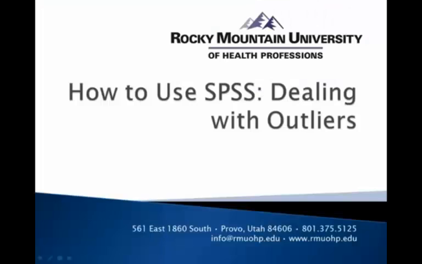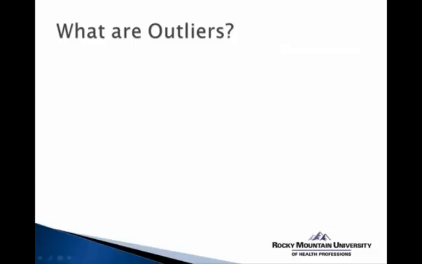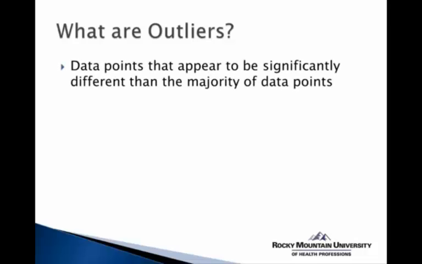Outlier. In this video, we will discuss how to deal with outliers, data points that seem to be significantly different than the rest of the data points in a distribution of data. So what are outliers and why are they important to us as far as helping us analyze our data? Well, these are data points that appear to be significantly different than the majority of the data points. We're usually able to identify those in a scatter plot, in a histogram, or through functions in SPSS that give us an idea if we have scores that are higher or lower than the majority of the scores.